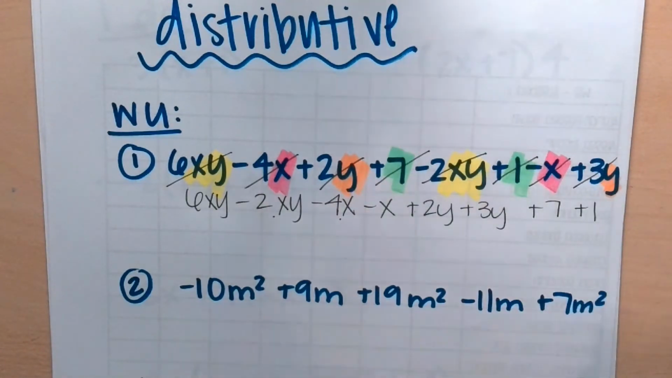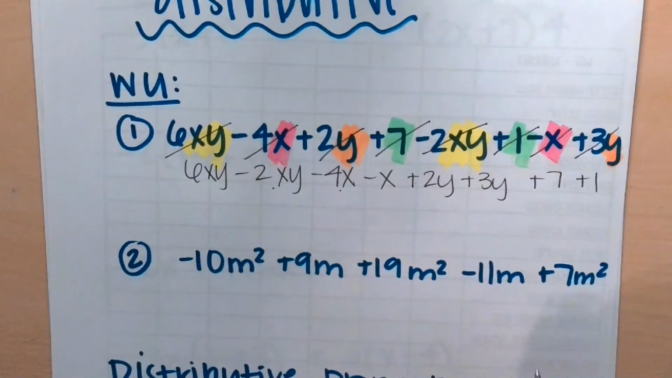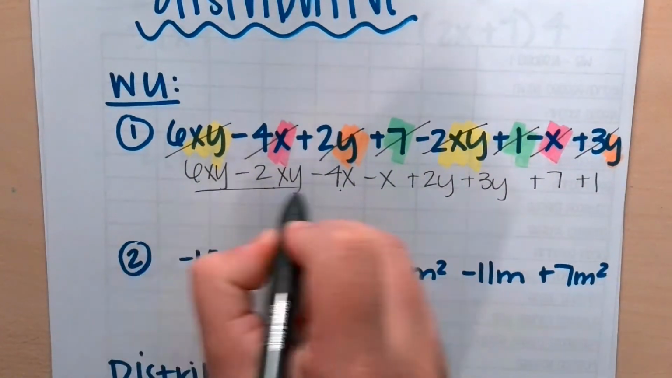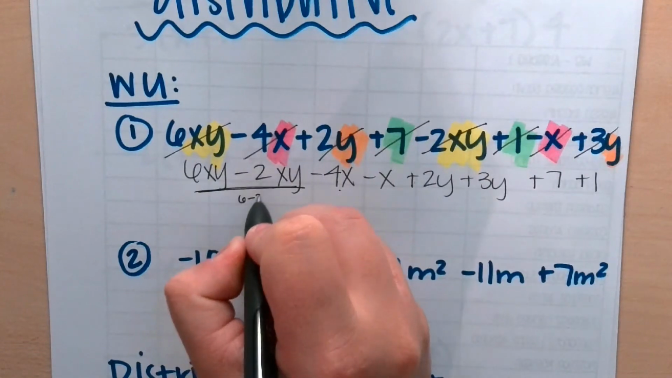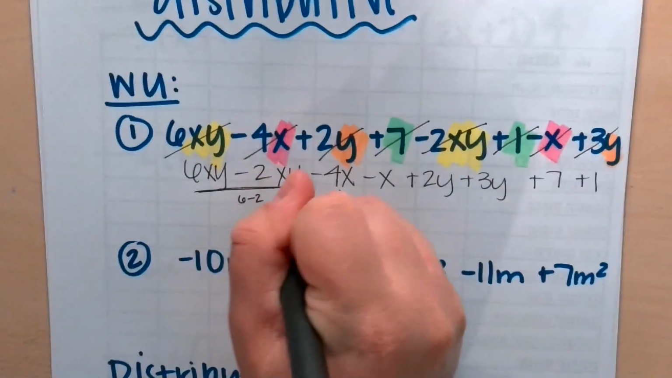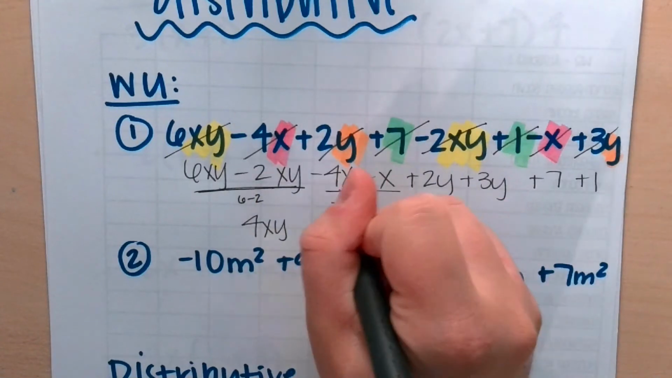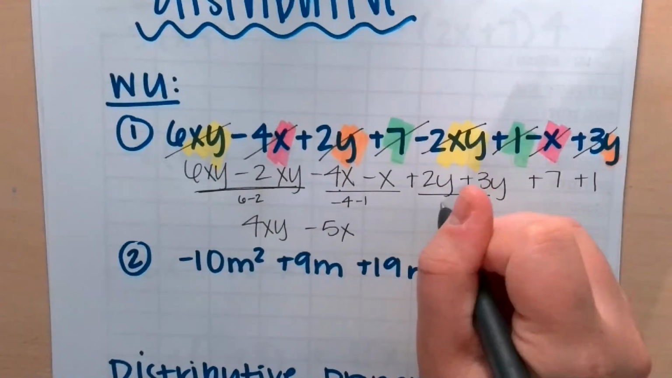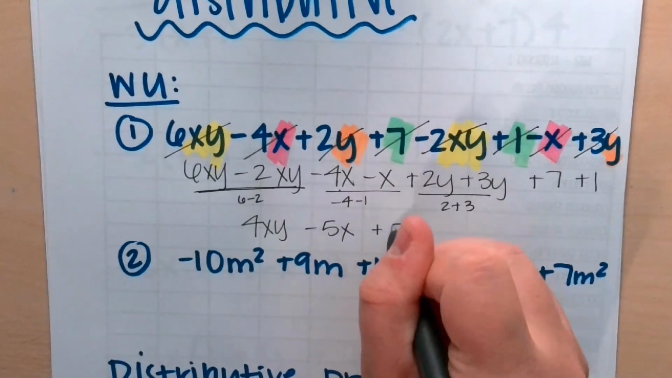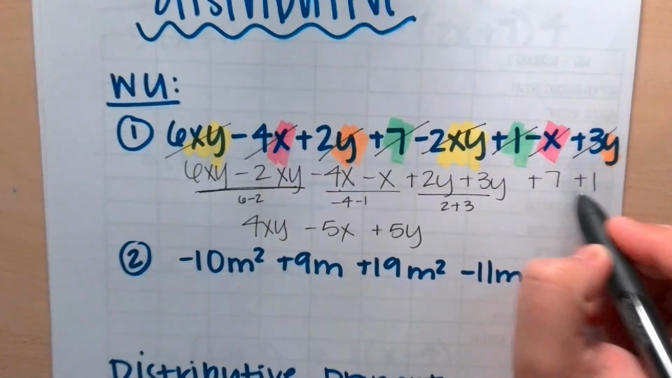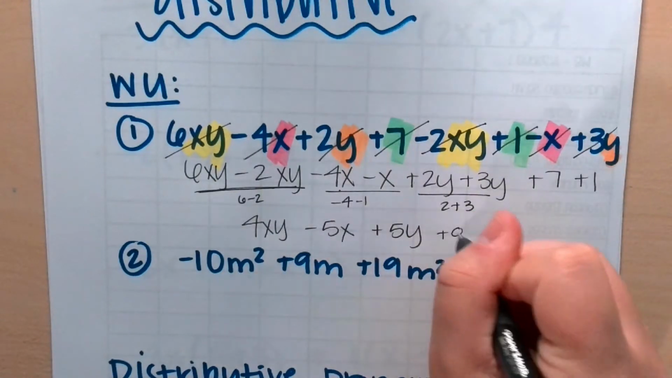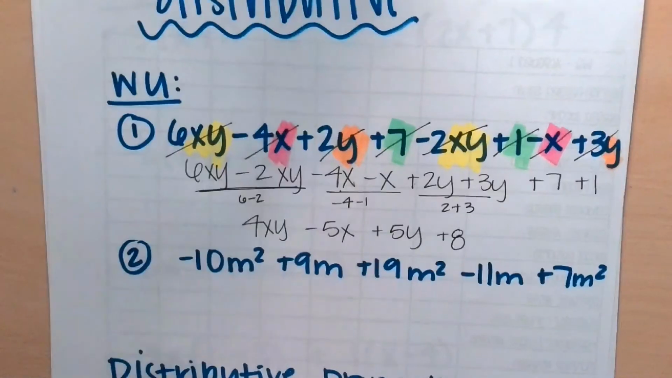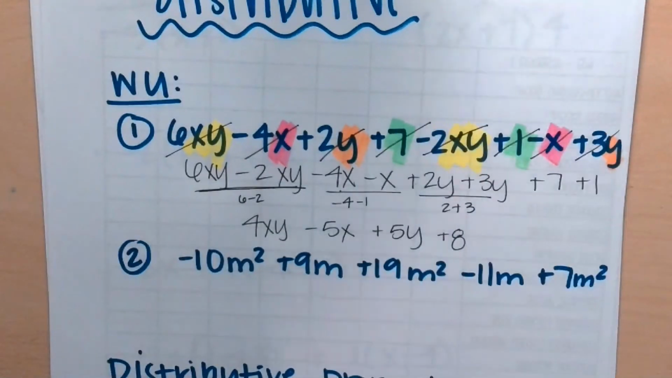So now we're going to go ahead and simplify, right? We're looking at our xy terms, and we're just going to think 6 minus 2 leaves us with 4xy. Here, negative 4 minus 1 gives us negative 5x. 2 plus 3 gives us a positive 5y. And lastly, 7 plus 1 just gives us a positive 8. So hopefully that is what you got as well. Now take a second to go ahead and try this second question.